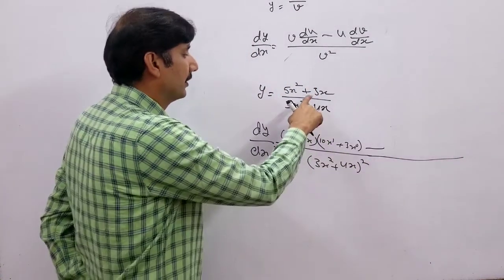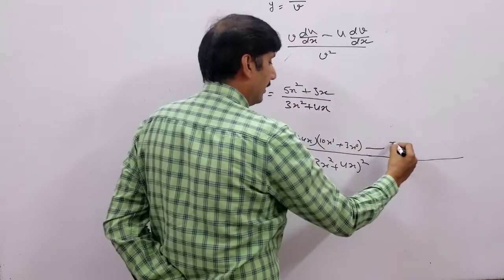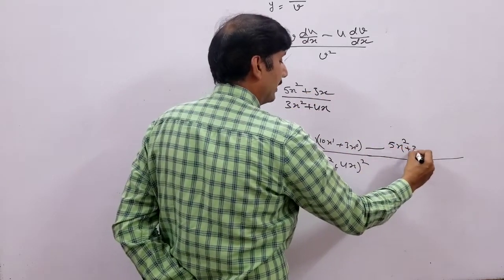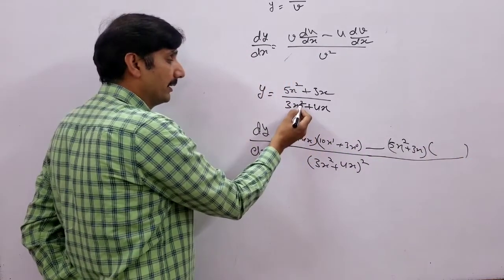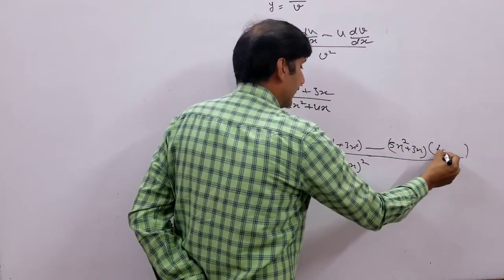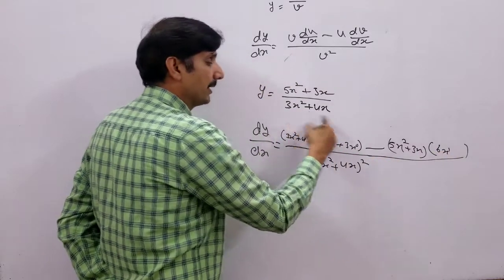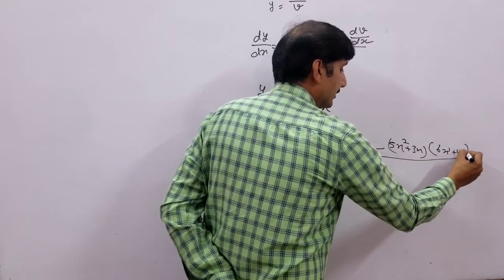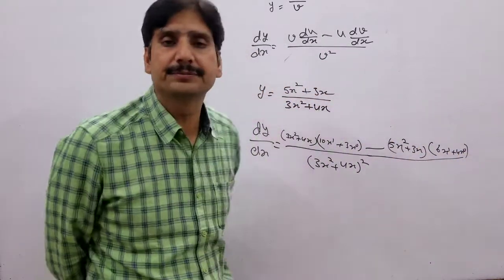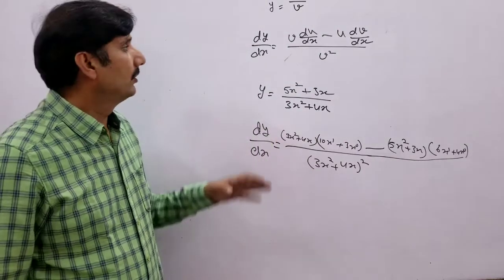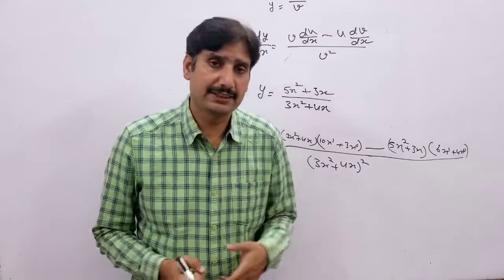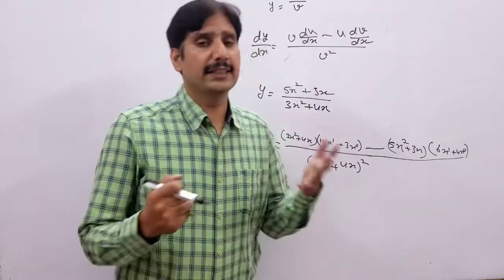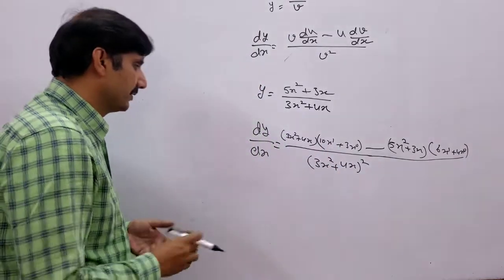Minus what do we have? Now I will write down the numerator without any change and differentiate the denominator. The denominator is 3 into 2, 6 times x raised to the power 1 plus 4 times x raised to the power 0. This is the answer. This is how we differentiate two functions when they are being divided by each other. There are a few more formulas which we need to know.